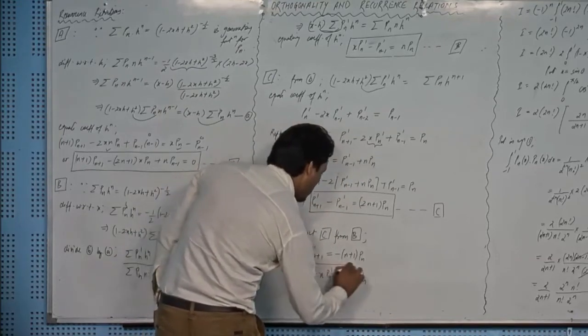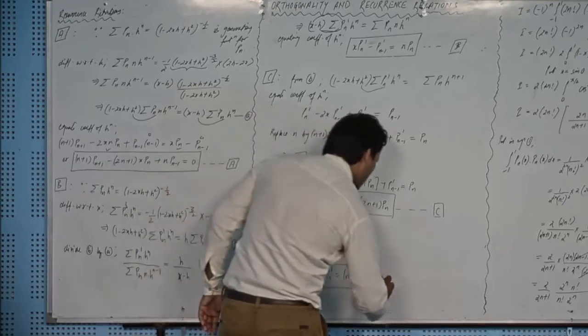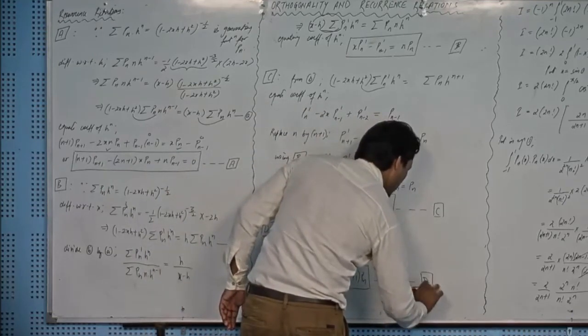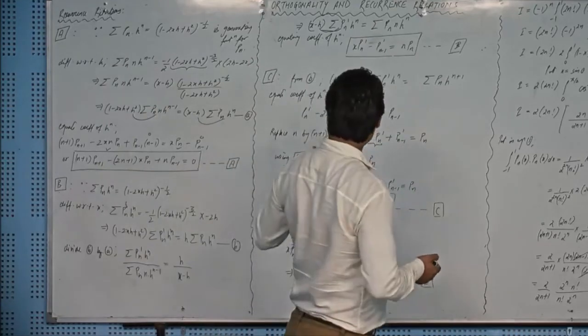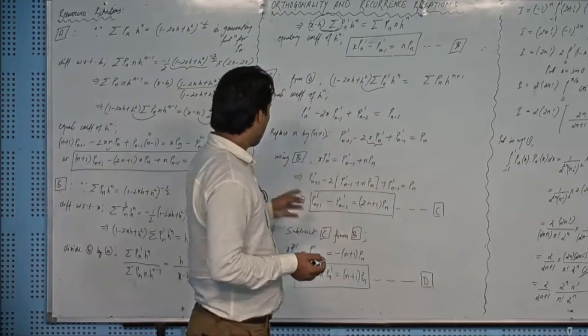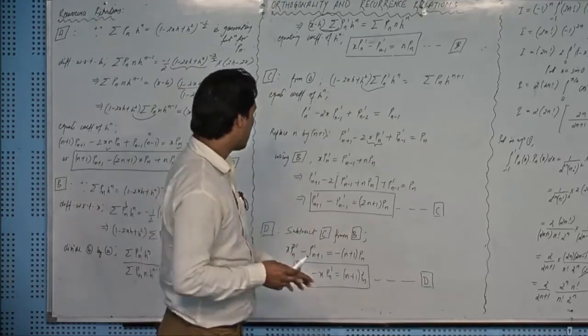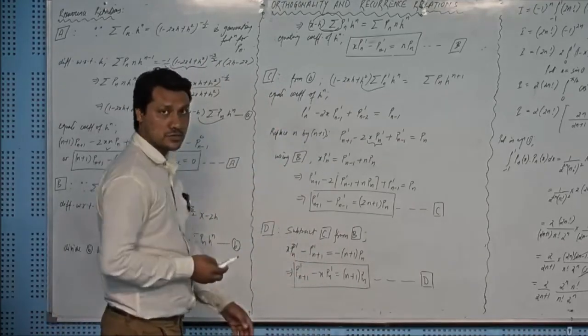This is the fourth recurrence relation, D, right? And similarly, I will try to obtain the fifth and sixth recurrence relations from these first, second, third, and fourth, right?